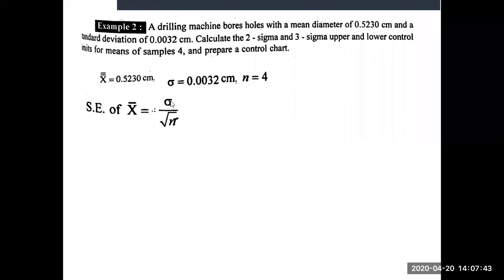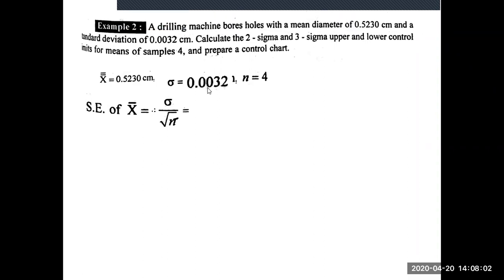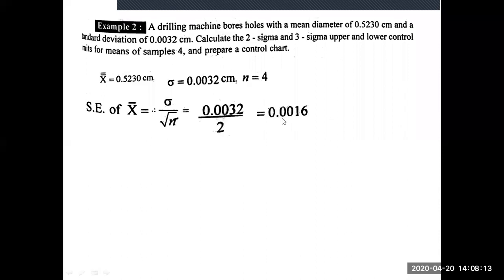The formula is sigma by root n. Sigma is 0.032 and n is equal to 4, so root n is 2. In place of sigma, you write 0.032, and in place of root n, you write 2. So what is the value? 0.0016.